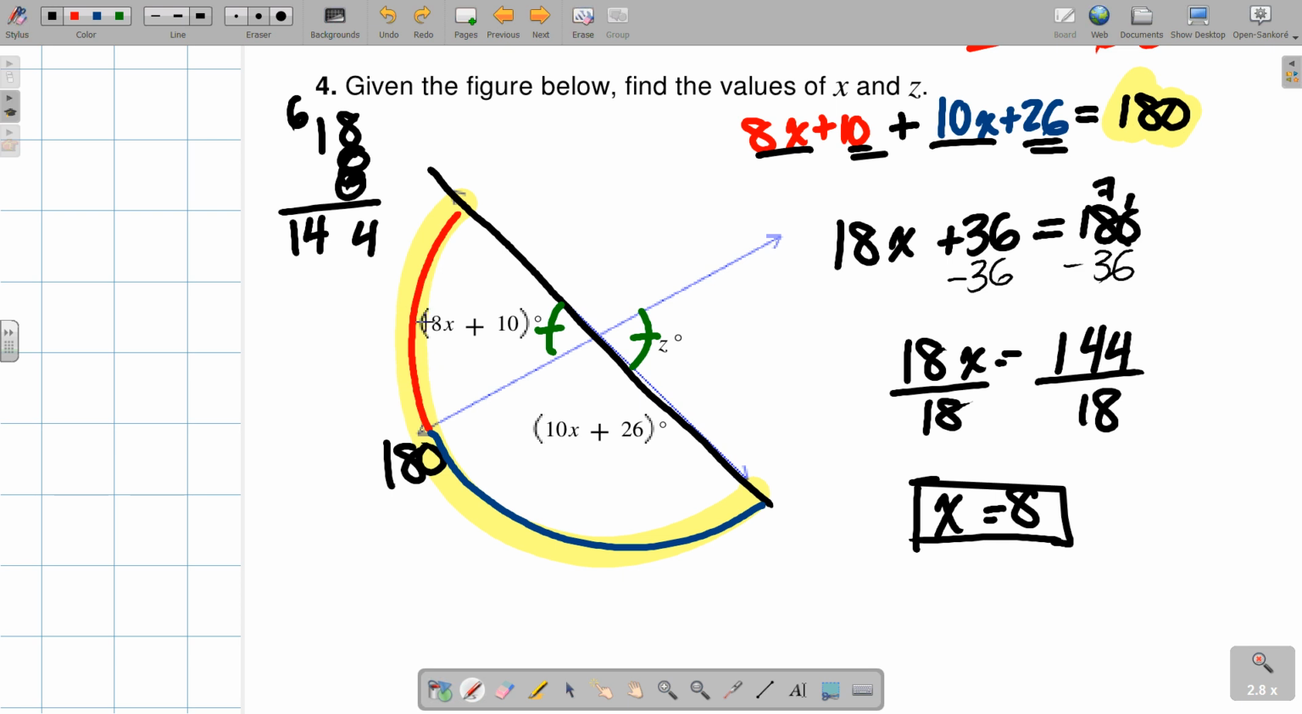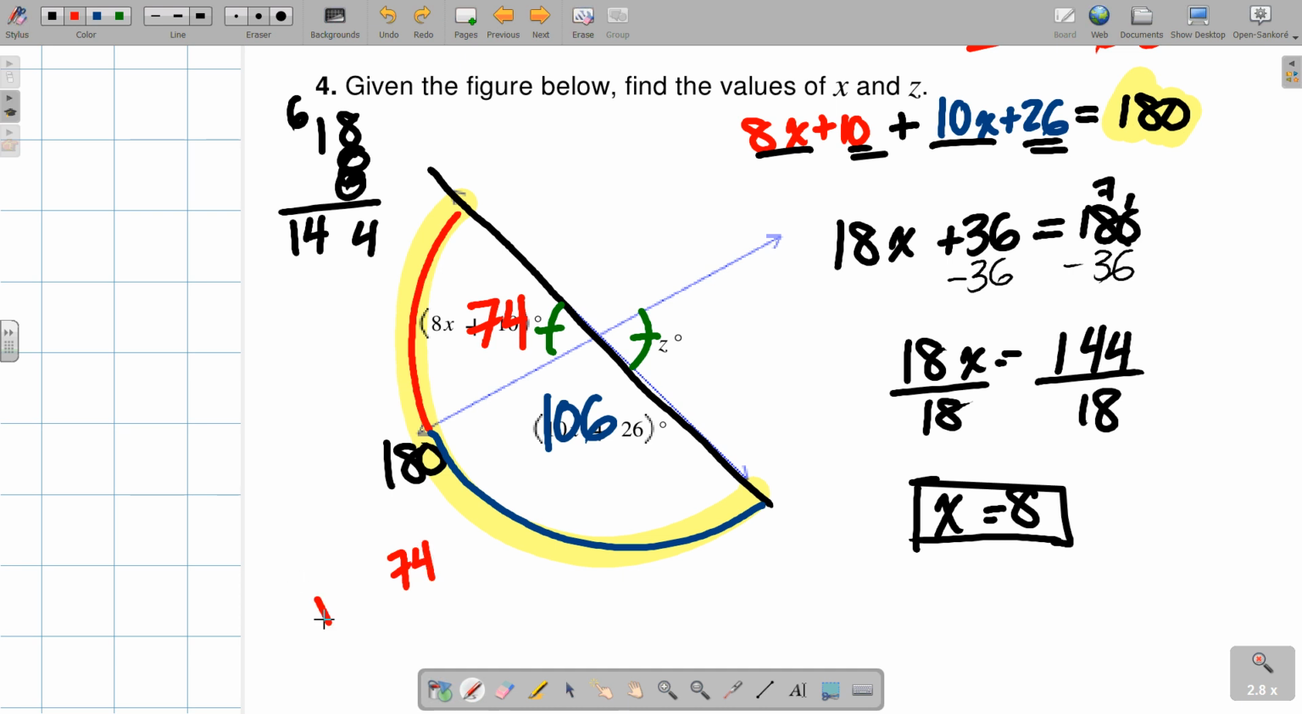So this over here is going to be 8 times 8, which is 64 plus 10. That means this right here, the red, that has to be 74. Let's check this one. 10 times 8 is 80. It's 26. That's 106. And this is how you know you're correct.